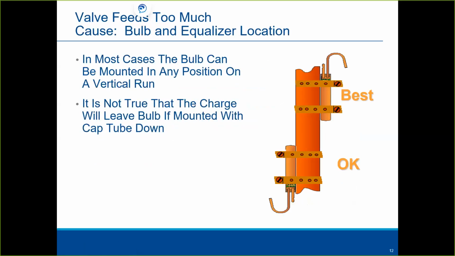Valve feeds too much: check the bulb and equalizer. In most cases, the bulb can be mounted in any position on a vertical run. This is best, okay? This is okay. It is not true that charge will leave the bulb if mounted with the cap tube down, okay?